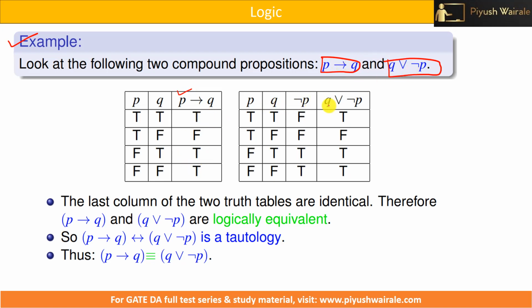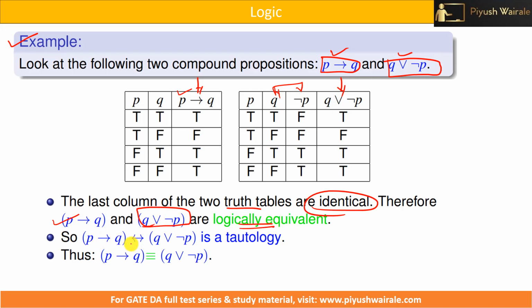P, Q, then negation of P is there. Negation of P is simply the opposite: false, false, true, true. And just take the OR between these two columns, right? So what you will get is T, F, T, T. If you observe this truth table and this particular column are the same, then we can say these two are logically equivalent, right? The last columns of the two truth tables are identical. Therefore, P implies Q and Q or negation of P are logically equivalent, right?